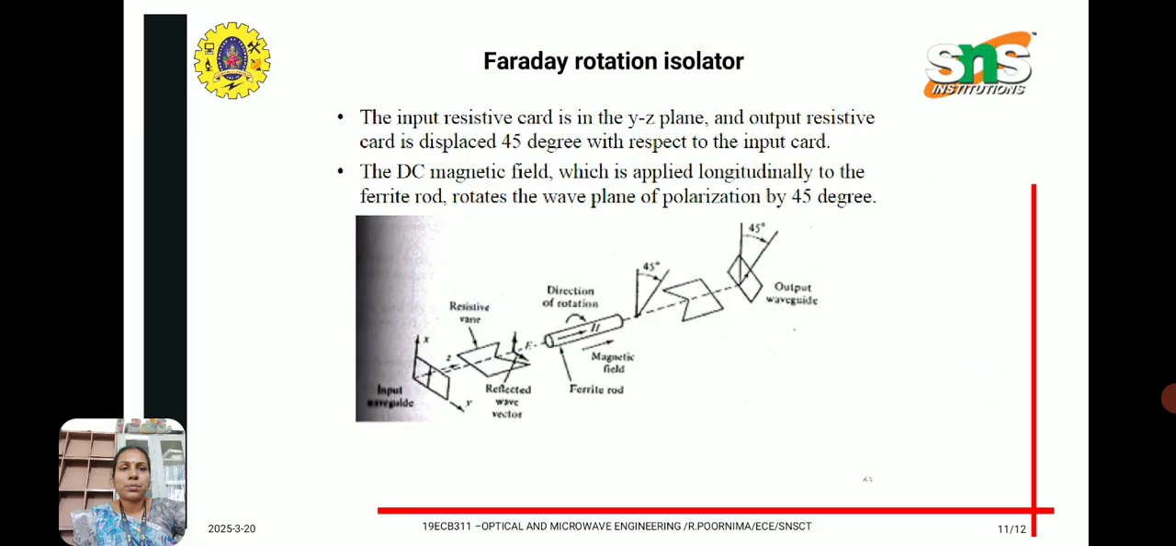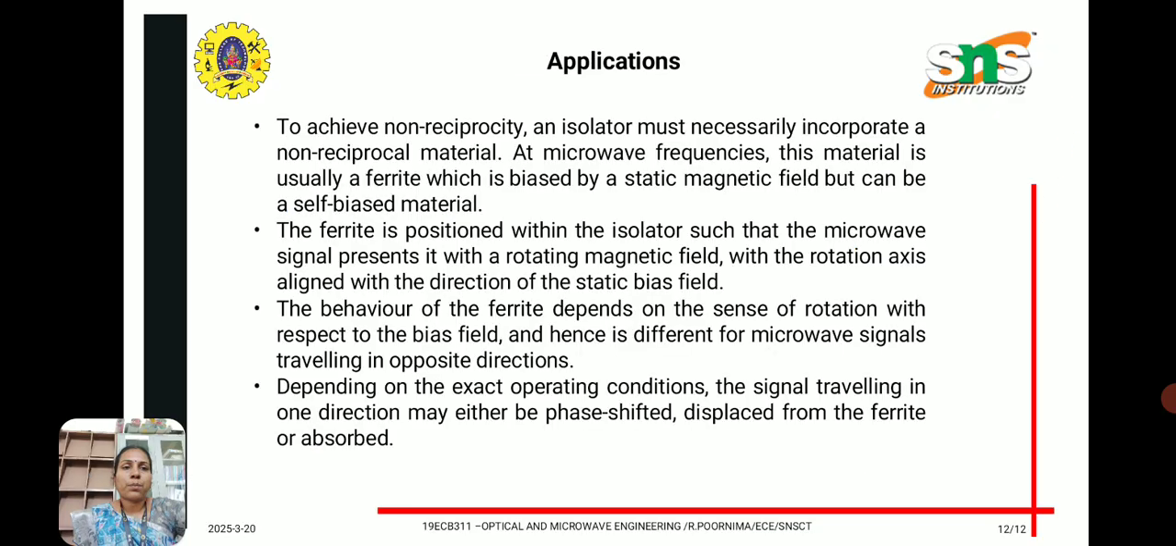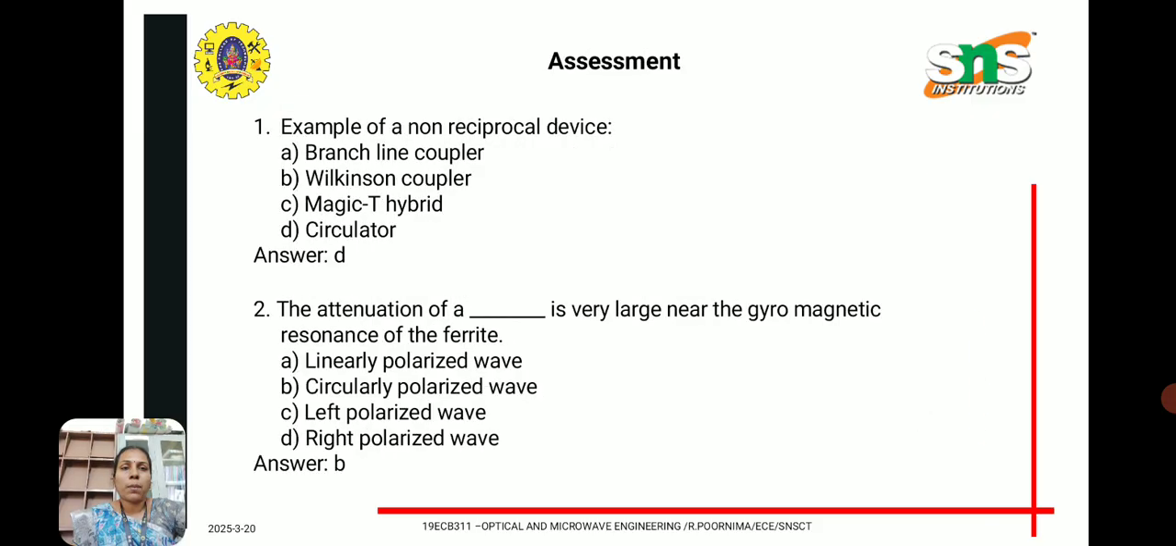Here we can see the diagram of a Faraday rotation isolator. Here the input resistive card is in the YZ plane and the output resistive card is displaced 45 degrees with respect to the input card. A DC magnetic field is applied longitudinally to the ferrite rod, which rotates the wave plane of polarization by 45 degrees. And applications of isolators: we can use it for klystron frequency stability and also radar applications.